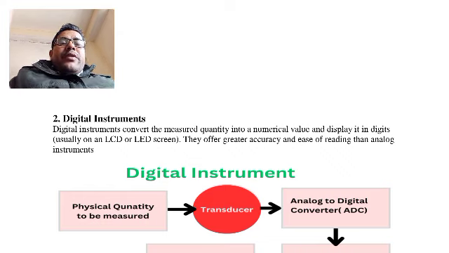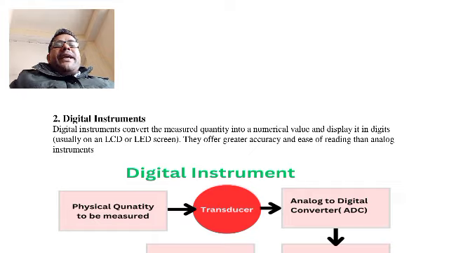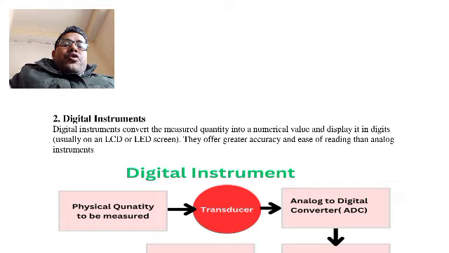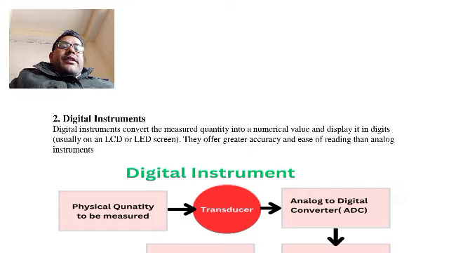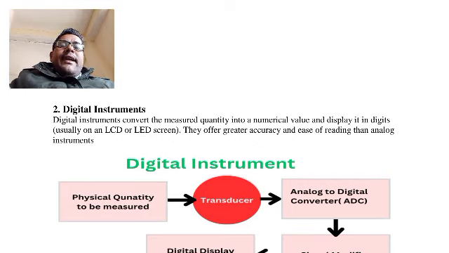The digital instrument converts the measured quantity, may be pressure, temperature, flow, or level, into numerical values, which are displayed in digits. Usually for displaying we can use LCD (liquid crystal display) or LED (light emitting diode). Digital instruments offer very high accuracy and ease of reading compared to analog instruments.